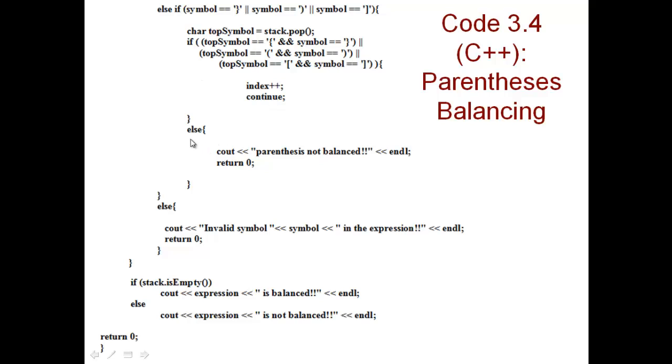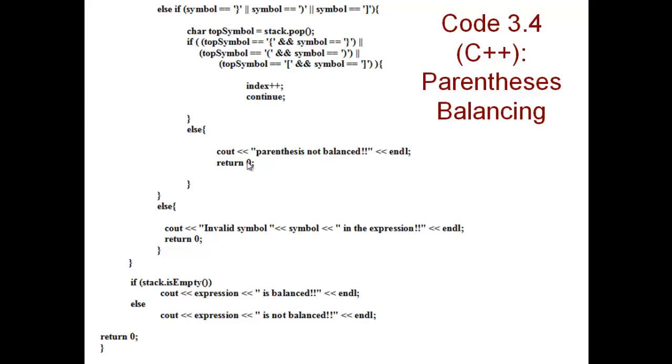Else. So this else is for this if. If none of these three conditions is true, that means we have a mismatch. So it might be that we popped an open curly brace like this, but what we encountered is not the corresponding closing parenthesis symbol of the same type. That's a mismatch. That's also a case of the parentheses not being balanced. So once you encounter such a mismatch, you can stop the code right there and return 0.